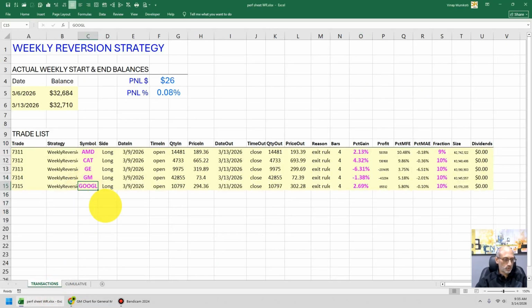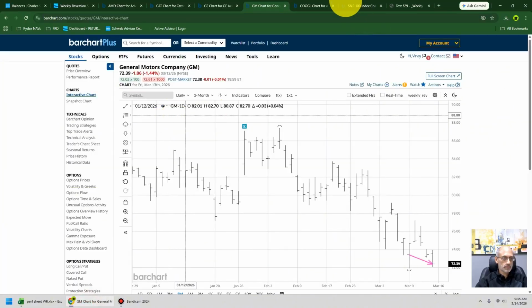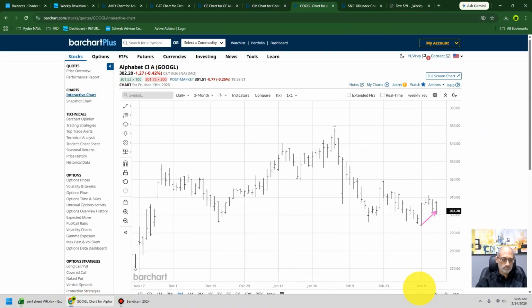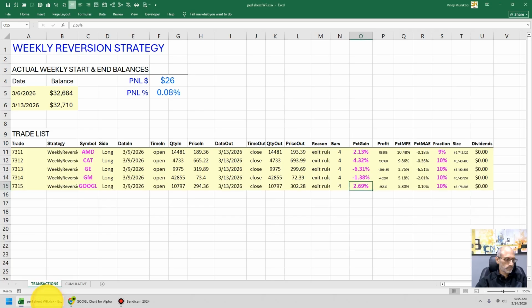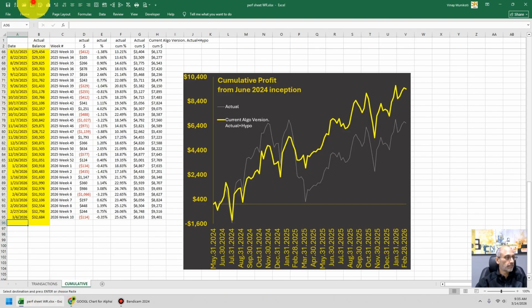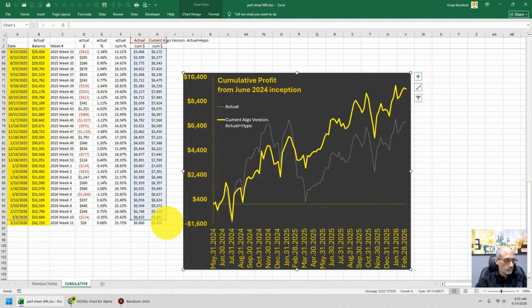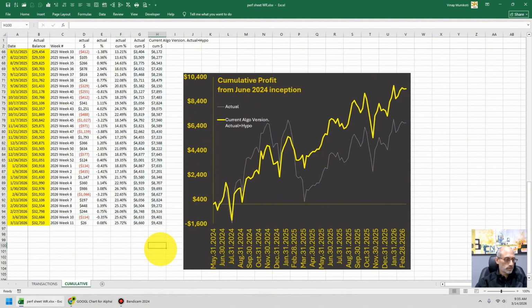And the last one is Google, up 2.7%. Entered here on the dip and sold here at Friday's close. And let's input the current balance into the cumulative tab. So this is how the equity curve has been looking since we went live in 2024.